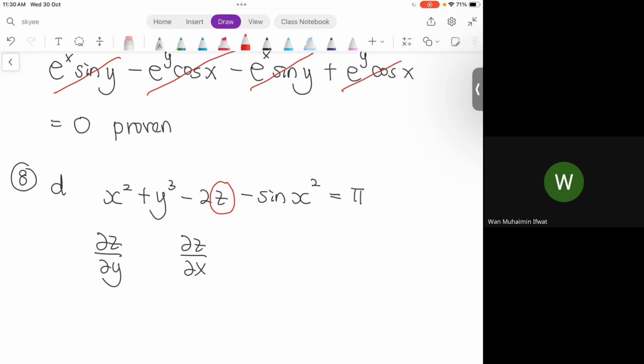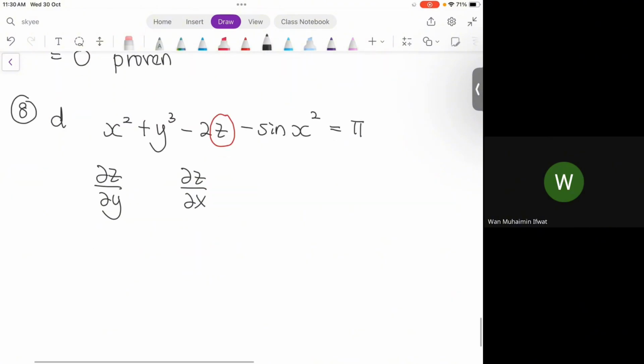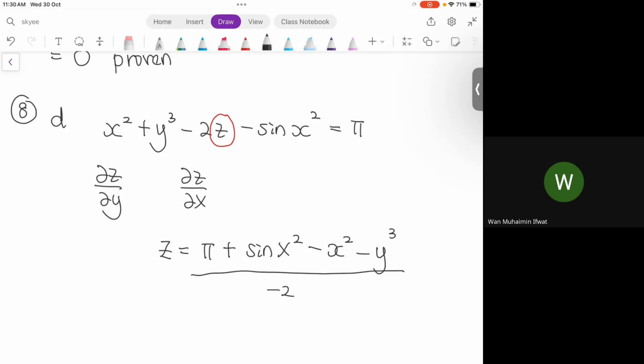By using the implicit. What I mean just now is you can actually rewrite it to be z equals pi plus sine x squared minus x squared minus y cubed, divided by negative 2. You can solve using this one. But now I want you to solve using the implicit.